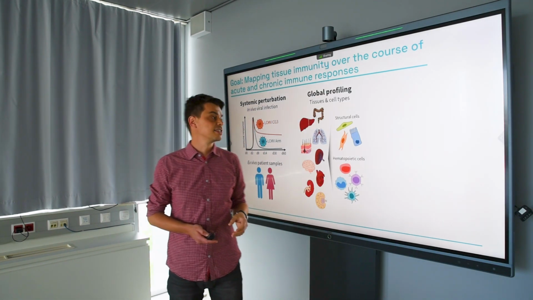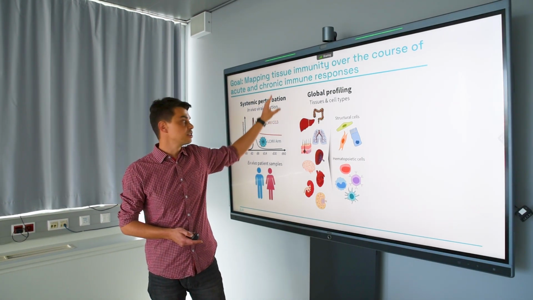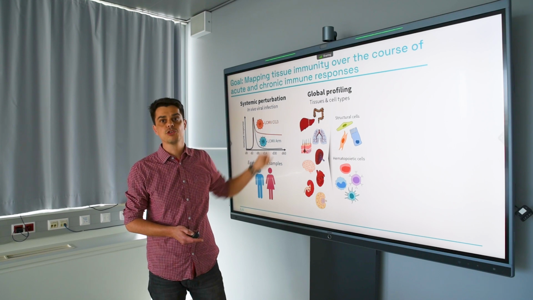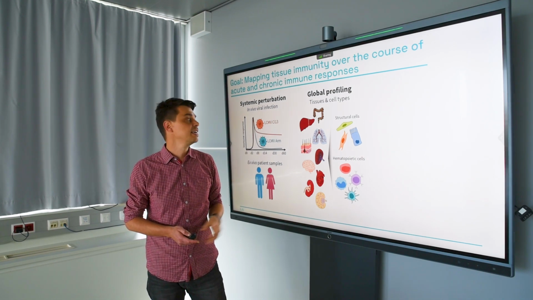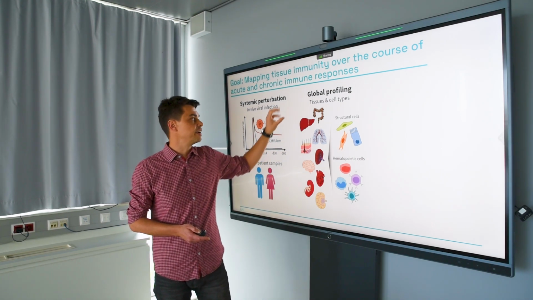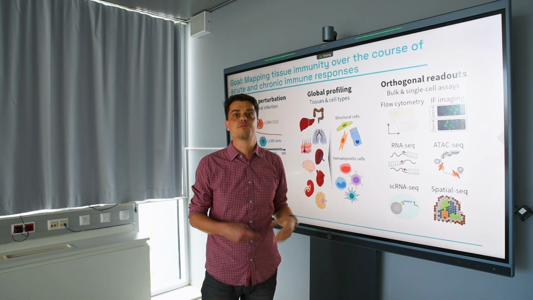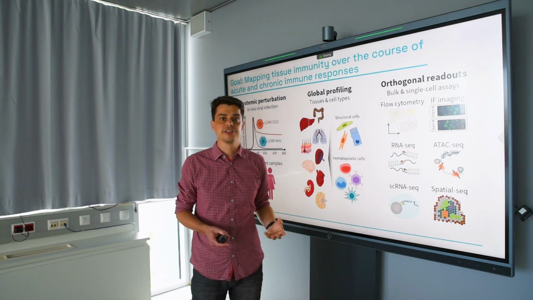The way we do it is usually, especially from animal models, we take many different tissues to get a really good and global overview of what is going on in the host. And from each and every tissue, we isolate structural cells and hematopoietic cells. And then we profile those cells with orthogonal assays.